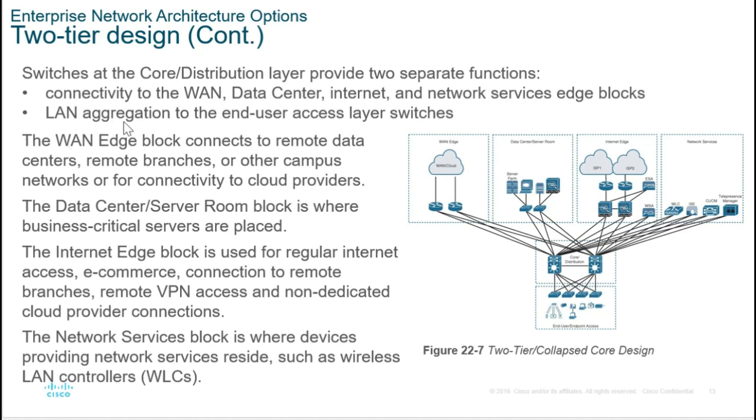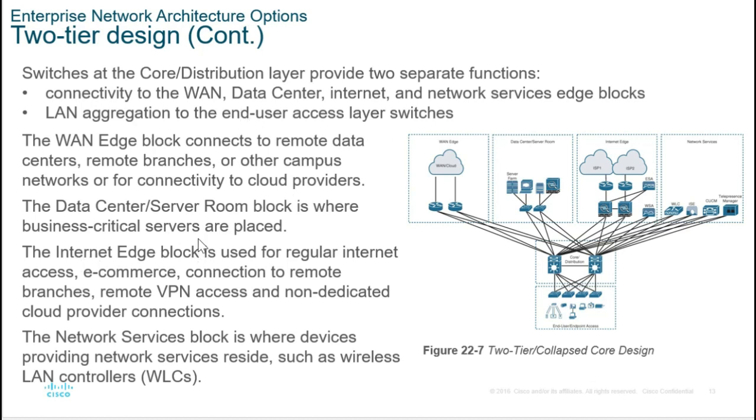Next is when we want to aggregate our access layer switches. For example, your LAN. Okay, so kita nak worry about the layer 2 functionalities. Right. Okay, so ada function masing-masing lah.